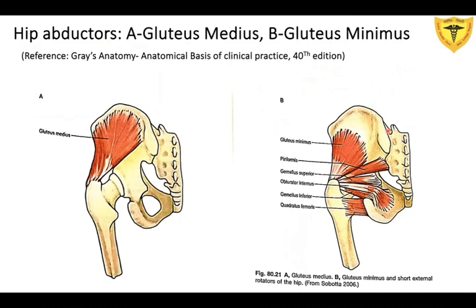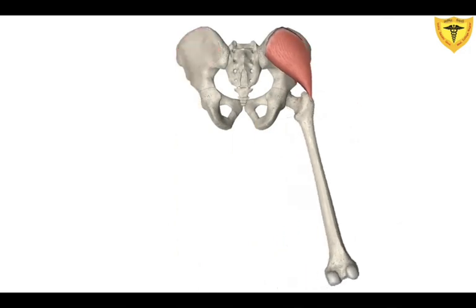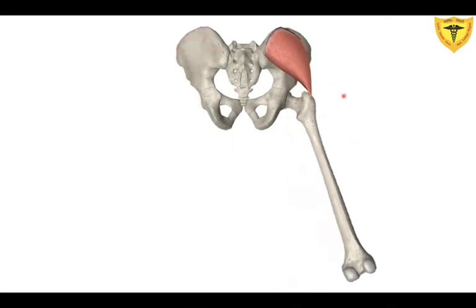Let's learn about the power component. The attachment of gluteus medius and gluteus minimus is from outer surface of ilium to the greater trochanter of femur. Both of these muscles acting from pelvis, that is when the pelvis is stationary and the femur is moving, they abduct the thigh like this. So these two muscles are the powerful abductors of the thigh.